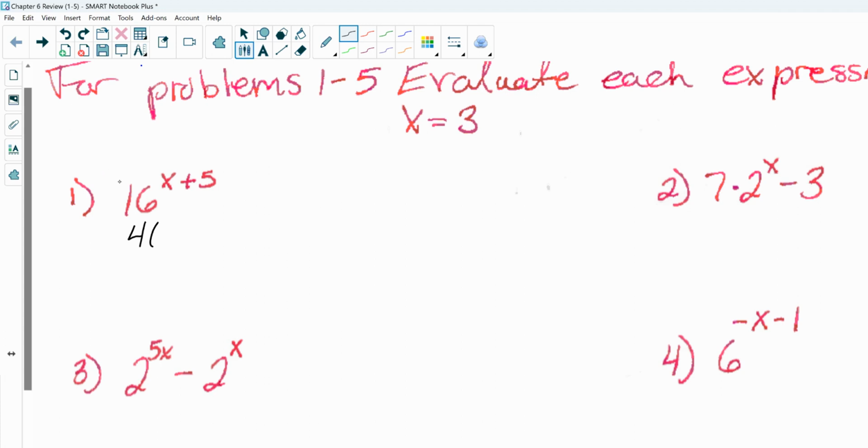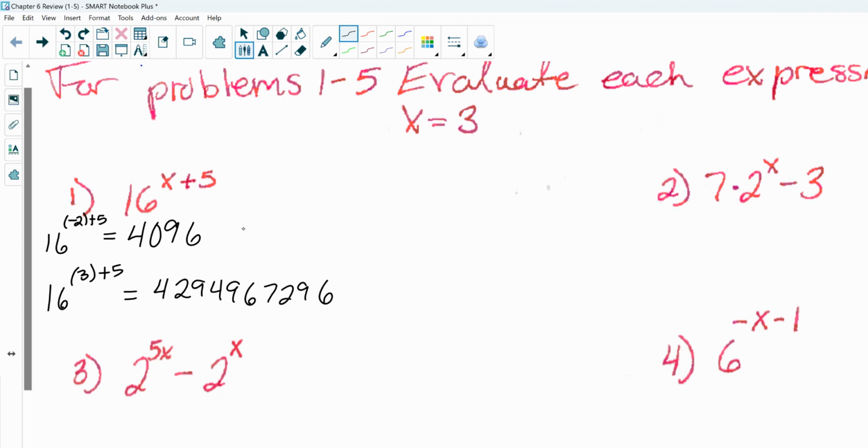So our first answer was 4096. And that was for our 16 to the -2 plus 5. And we also did 16 to the 3 plus 5, which is 42949679296. And since neither one of these had a decimal, there was no reason for us to round it.